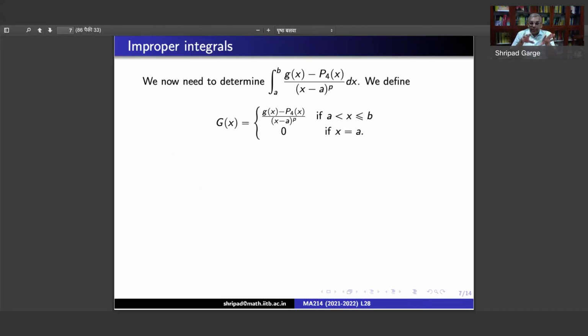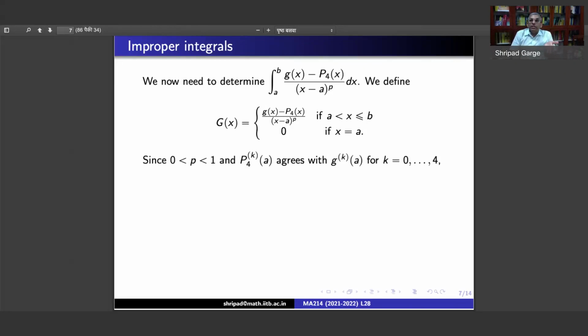But for that, we define a function which is capital G of x, which is given by the integrand (g(x) minus P4(x)) upon (x minus a)^p, where x is not equal to a. I have written a less than x less than or equal to b. So we are integrating it over the interval [a, b], but for the point x equal to a, I am defining my function capital G to be 0. And now this function is definitely continuous. In fact, it's more than continuous.